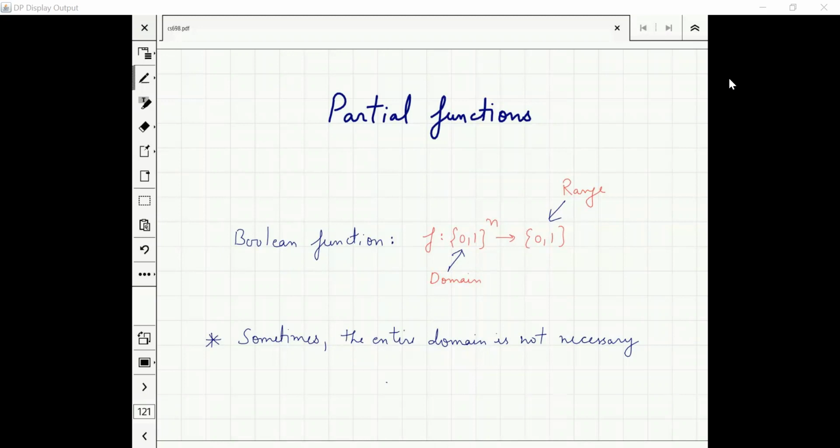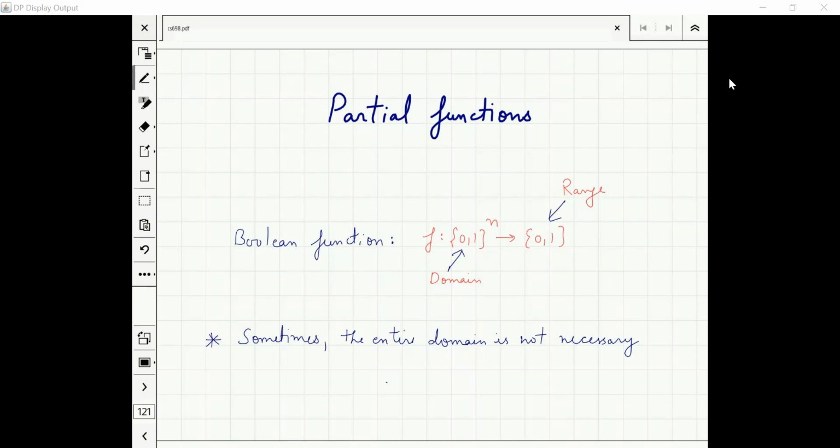The topic for today is partial functions. Have we talked about partial functions before? Either yes or no answer should be there. Do you remember? No. Okay, good. Then this is the first time.